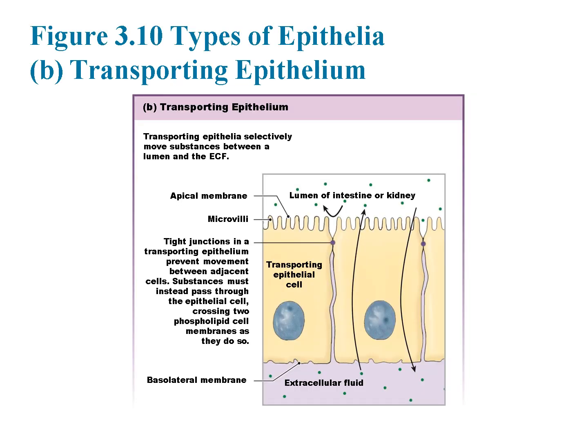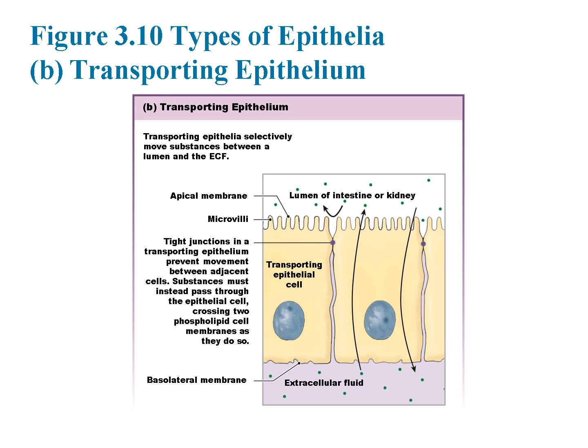Let's dive into transporting epithelium in more detail with this diagram. As you can see, transporting epithelial cells are specialized to selectively move substances between the lumen, or the hollow space of an organ like the intestine or kidney, and the extracellular fluid. The apical membrane, which faces the lumen, has microvilli, tiny projections that increase the surface area to maximize absorption or secretion. The basolateral membrane interfaces with the extracellular fluid, facilitating transport into or out of the tissue.